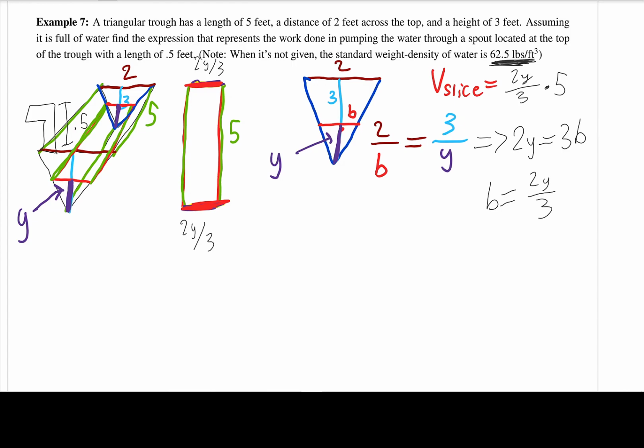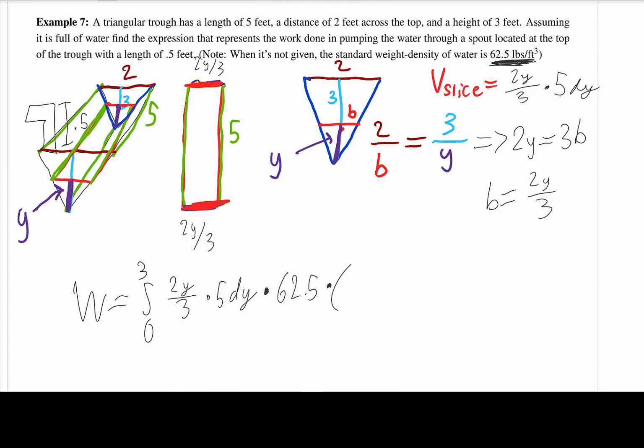Which means that our work is going to be given by the integral from where the water lies, so that's 0 to 3, times our dy, times our V slice, so that's 2y over 3 times 5 dy, times our weight density, that's 62.5, times our distance.